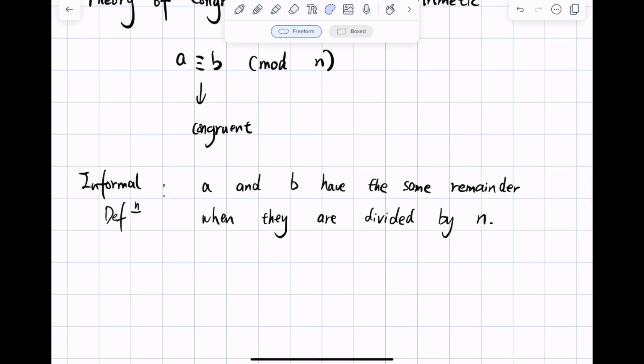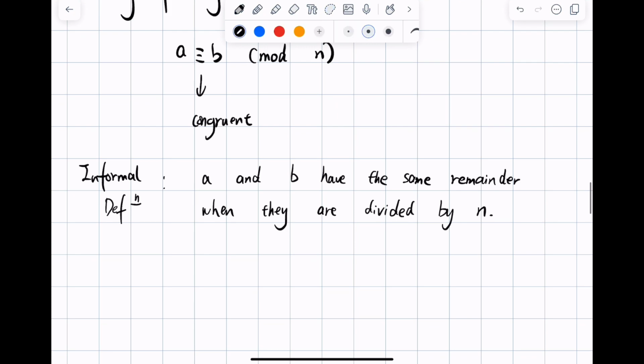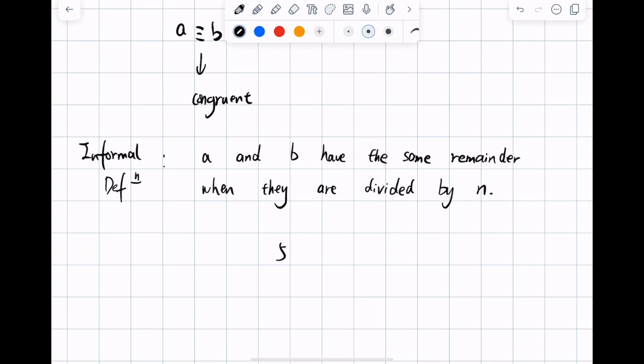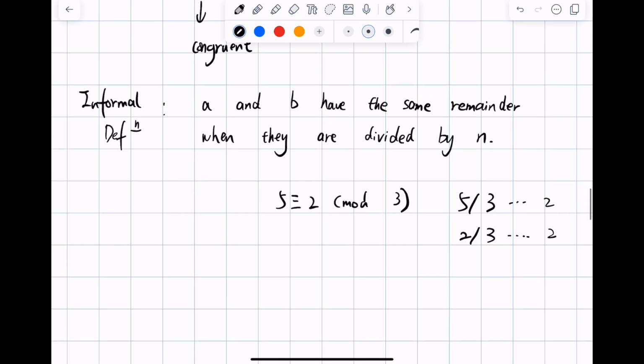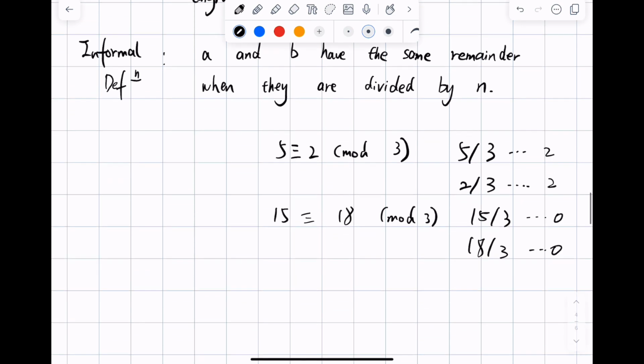So A and B have the same remainder when they are both divided by N. For example, 5 is congruent to 2 mod 3. Why is that? 5 divided by 3, the remainder is 2, and 2 divided by 3, the remainder is also 2. Another example is 15 is congruent to 18 mod 3, because 15 divided by 3, the remainder is 0, and 18 divided by 3, the remainder is also 0, right?